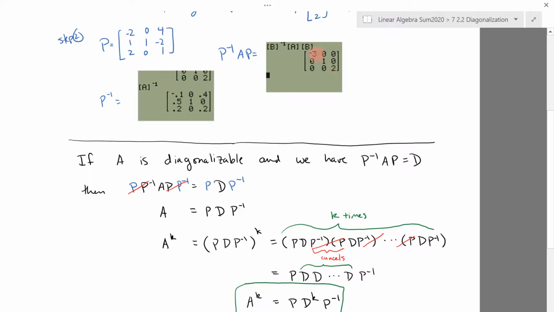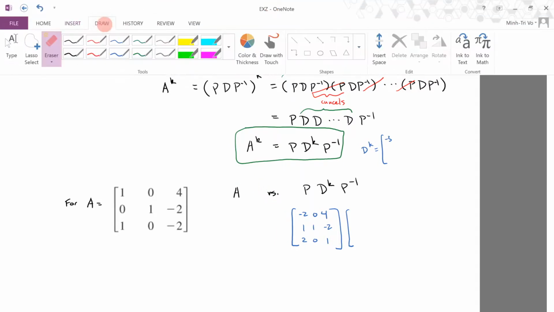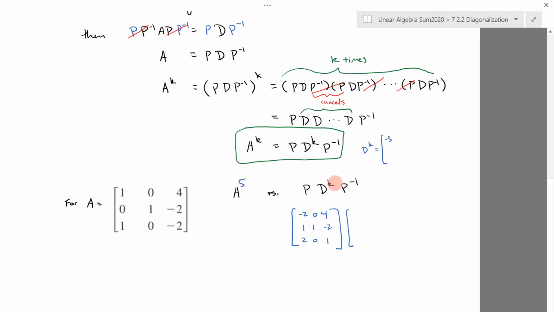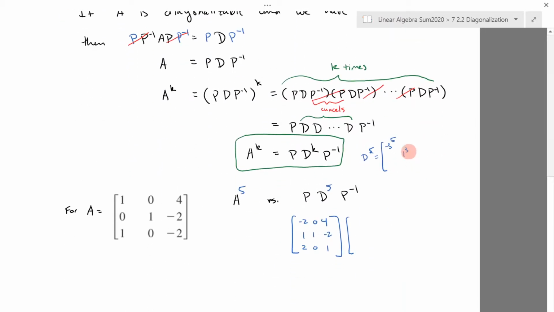Okay, so again, raising a diagonal matrix to a power is just raising the individual entries to a power, right? So D to the k is negative 3 to the k. Okay, so let us specifically take a particular k, like the 5th power. And what are the other eigenvalues? 1 and 2, right? Okay, so 1 to the 5th, 2 to the 5th. The other entries are 0.